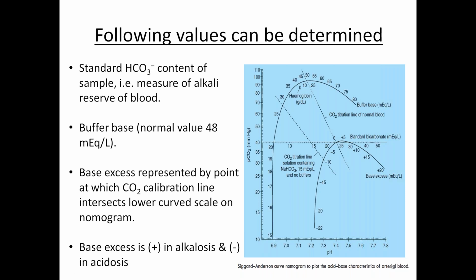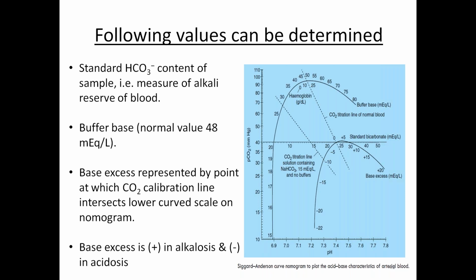Okay, so now if a solution containing sodium bicarbonate and no buffers is equilibrated with gas mixtures containing various amounts of carbon dioxide, the pH and PCO2 values at equilibrium would fall along the dashed line on the left here. Okay. If buffers are present, the slope of the line would be greater. And the greater the buffering capacity of the solution, the steeper would be the line.